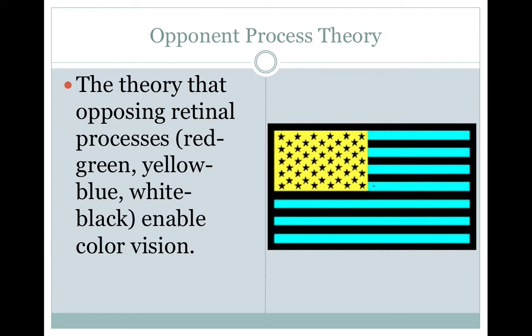Another theory that helps us understand the color that we perceive is the opponent process theory. This is a really good, once again, if you get a chance, click on this link and it shows you how this theory works. But it's defined as a theory where opposing retinal processes, red opposing green, yellow opposing blue, white opposing black, enable color vision. So for example, if you stare at the dot long enough on this particular flag and look away at a white surface or even close your eyes, you'll actually see the colors of the American flag. You do need to know which colors oppose one another: red, green, yellow, blue, white, and black.